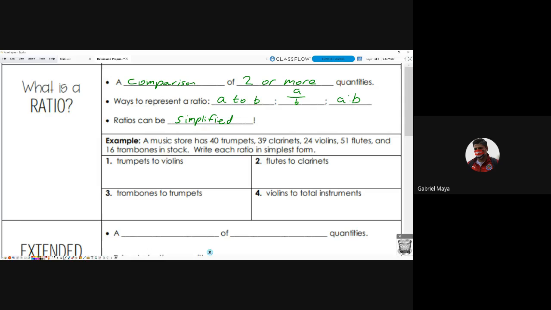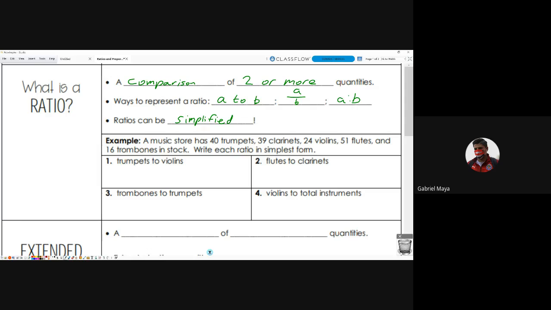So right here, let's look at these examples that we have. A music store has 40 trumpets, 39 clarinets, 24 violins, 51 flutes, and 16 trombones in stock. Write each ratio in simplest form. Now let's remember, because they said it can be simplified. So we're going to ask how many trumpets to violins.